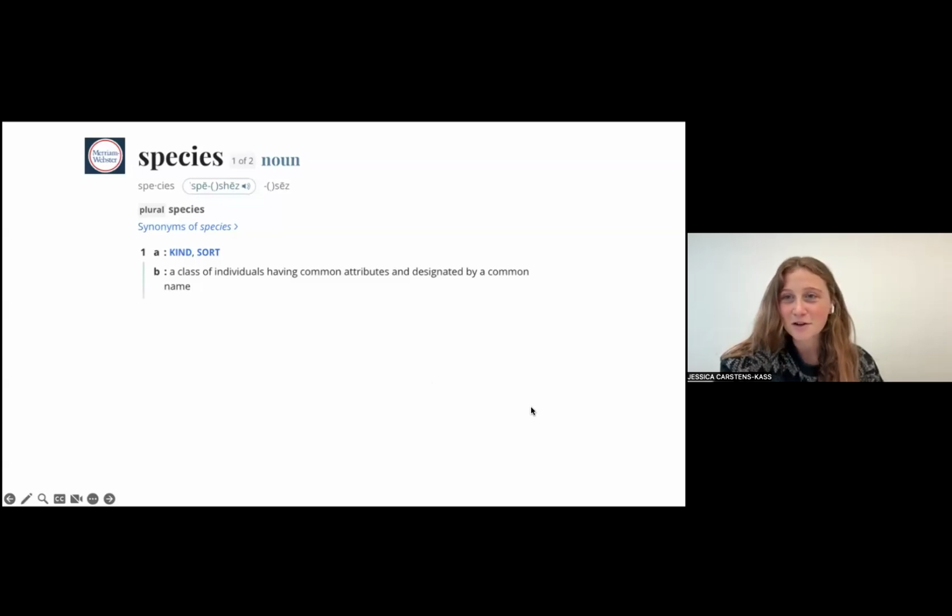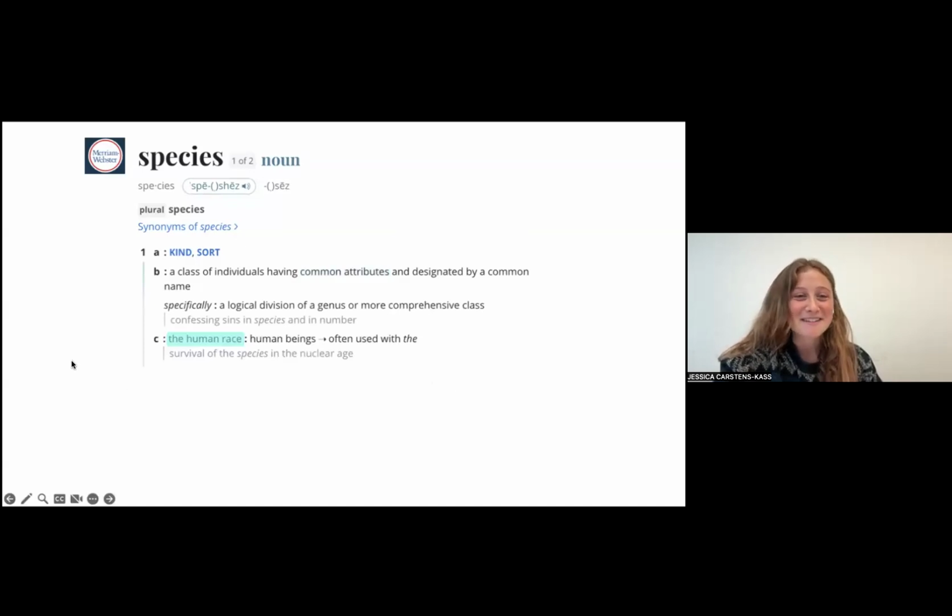Okay, so we're just going to go through a couple of these definitions to get everyone on the same page. The first thing that comes up is a class of individuals having common attributes designated by a common name, which is really, I think, the most basic definition. But the questions that come to mind are which attributes and how common. And it seems like you could kind of self-interpret as needed.